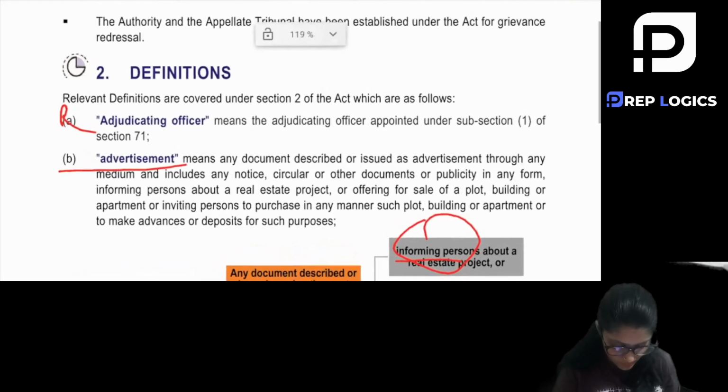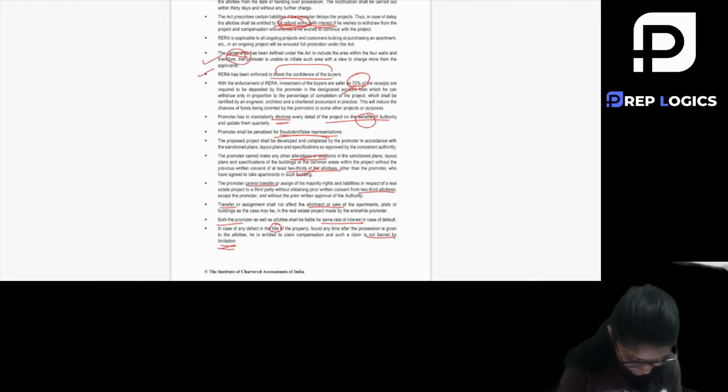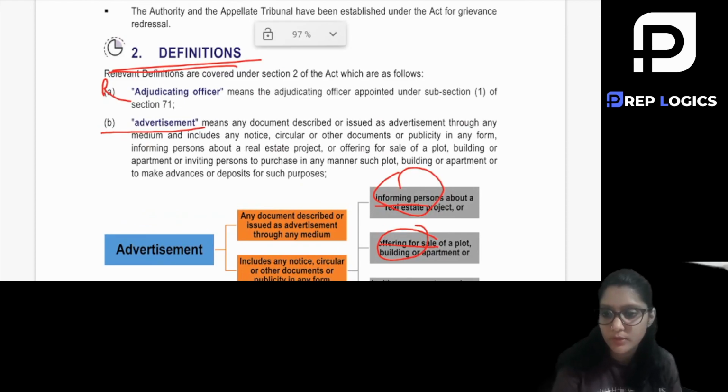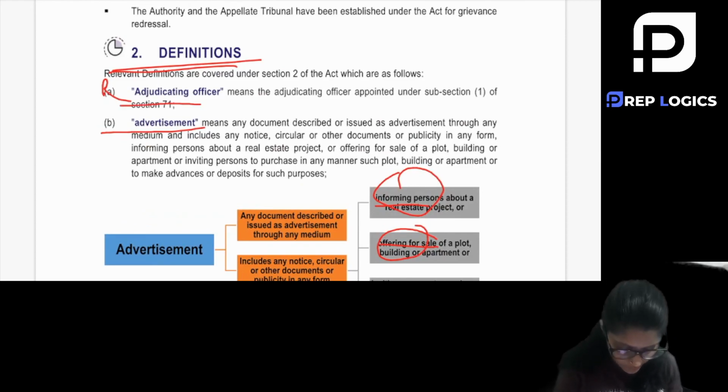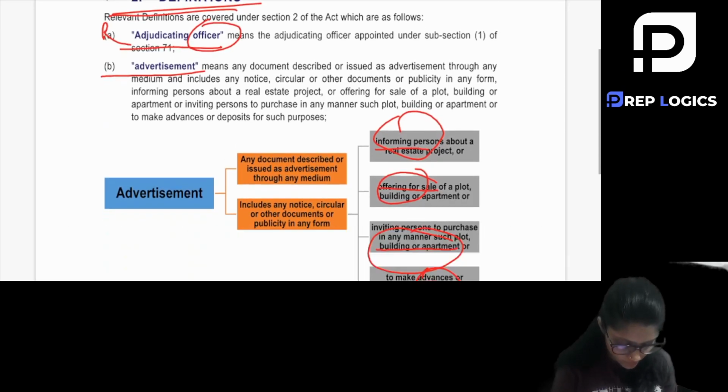Okay, now we will cover the definitions. We will only cover the important definitions. Adjudicating officer is the officer that actually gives the orders. We do not need to cover it.